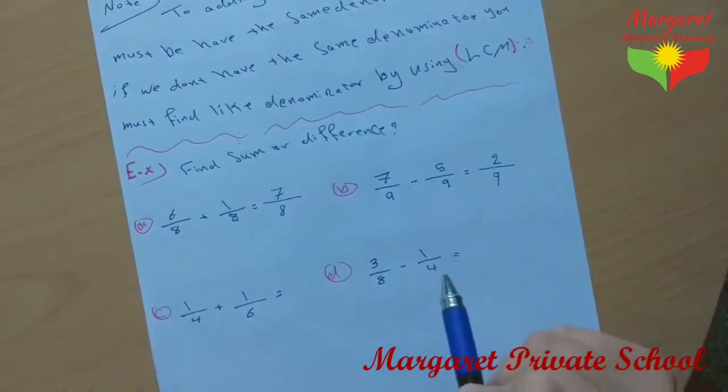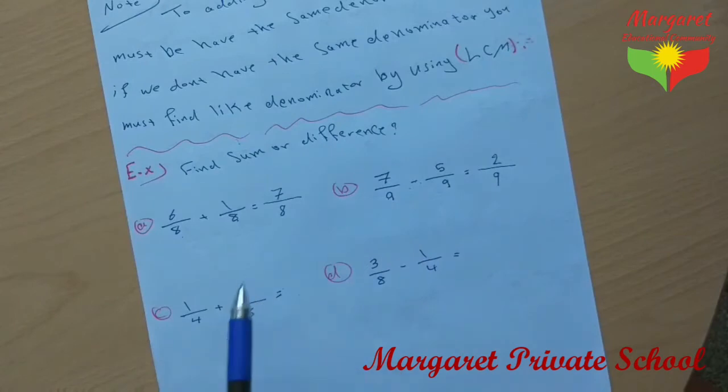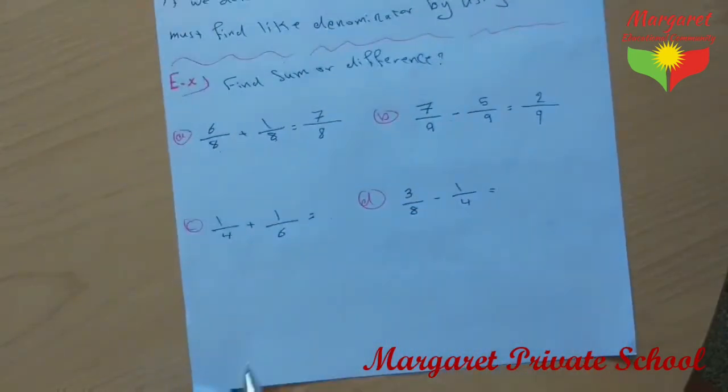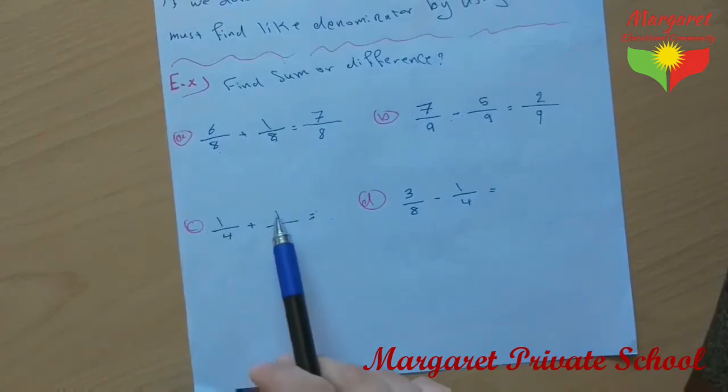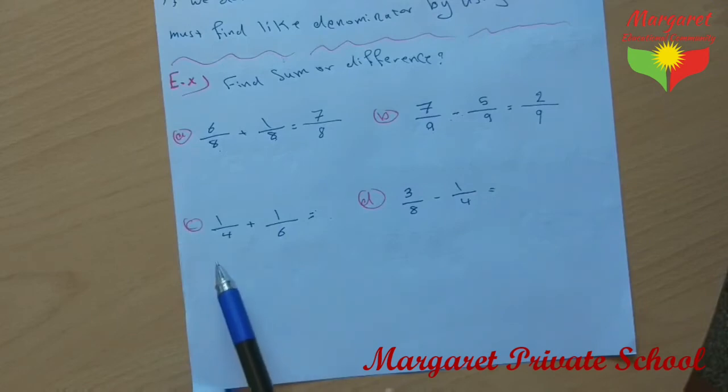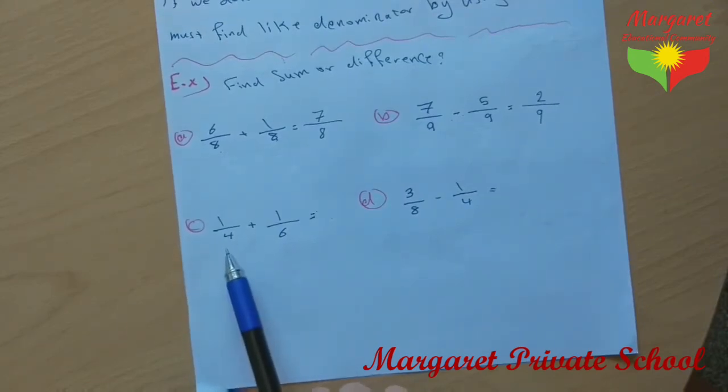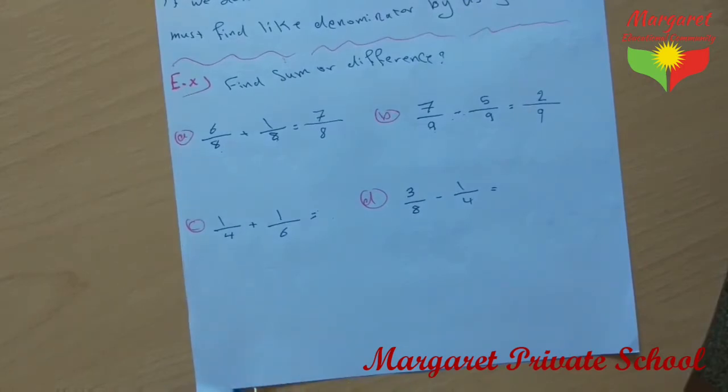on the numerator. From part C we have 1 over 4 plus 1 over 6. Look, do the two fractions have the same denominator? Of course no. So this time you must find the common denominator for both denominators by using least common multiple.